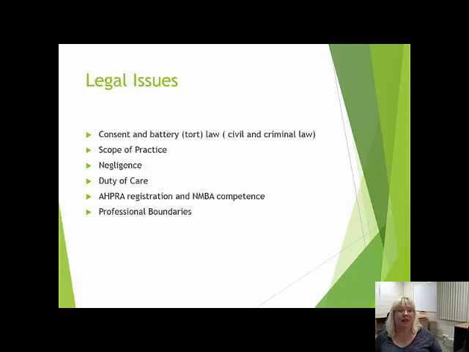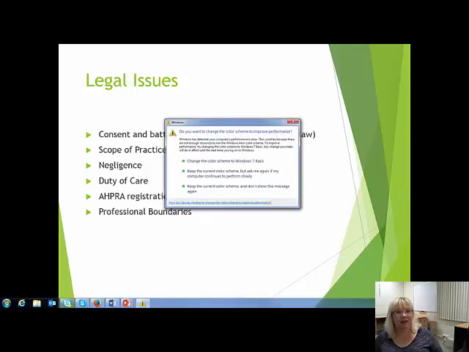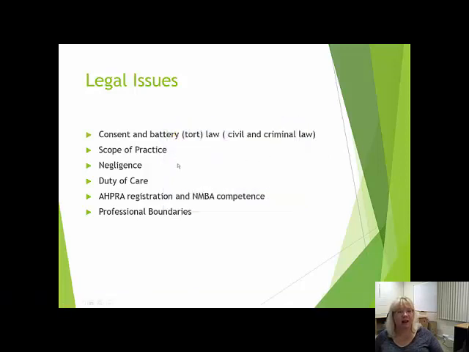and we could be charged with battery under both civil and criminal law, and clients have got a right to pursue damages from us if we've harmed them, or we've treated them without consent, and so can parents. So we have to be very, very careful that we understand law very carefully. We have to practice within our scope of practice, and we also can be negligent if we don't do anything about what we find. And we have a duty of care to our clients to treat them even with their sexual health issues, even if we feel uncomfortable with it.